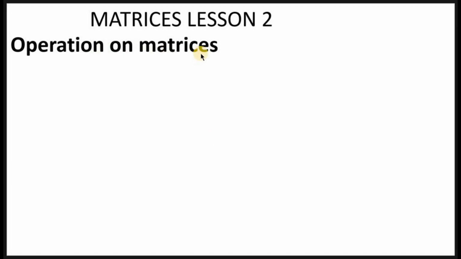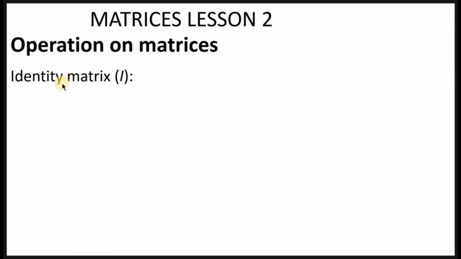Okay, but in today's lesson we are going to continue with the operations on matrices. In our previous lesson, we looked at three operations that are performed on matrices: addition, subtraction, and multiplication. In today's lesson, we are going to look at the identity matrix, which is represented by I.